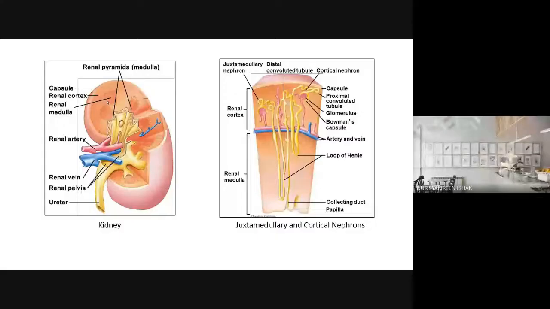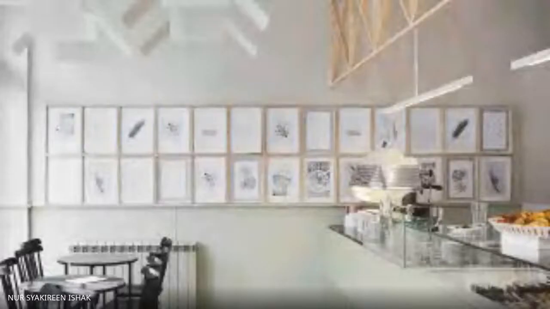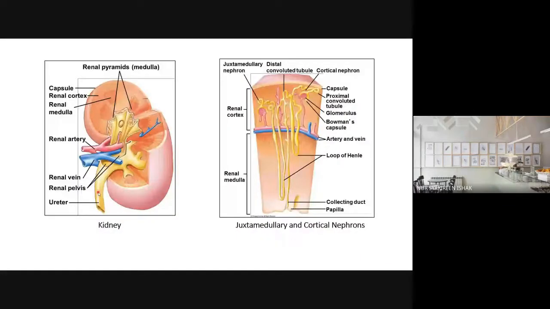Okay, so if you look here, this is the renal pelvis. The renal pelvis will collect the urine formed from all the nephrons here. The nephrons convey the urine produced through collecting ducts and then into the renal pelvis and then into the ureter. The ureter will then lead the urine to the urinary bladder before going out through the urethra.